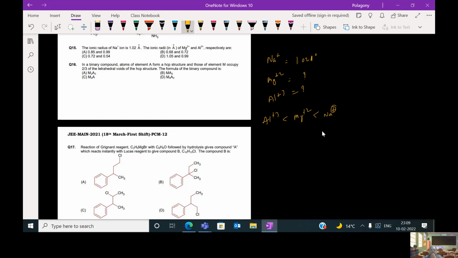So this is 1.02, and it is less than that. So how much is magnesium, and aluminum? It will be 0.85 for magnesium, and aluminum 0.72, 0.54, so the right option is C. The 15th answer is C, which is the correct answer.